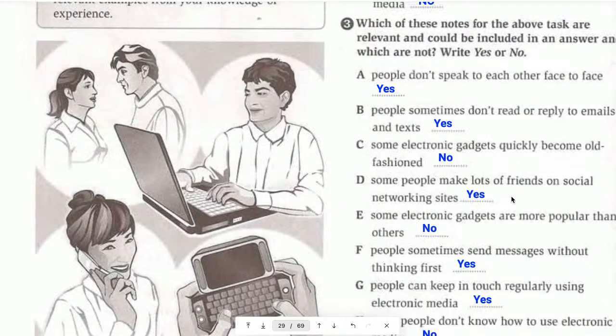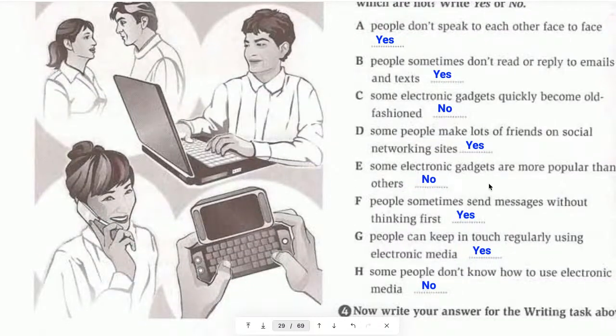Yeah, yes, okay, D, yes, okay. Some people make lots of friends on social networking sites, yes. E. Yeah, it's very clear, right? Some electronic gadgets are more popular than others. No, they didn't ask about that.